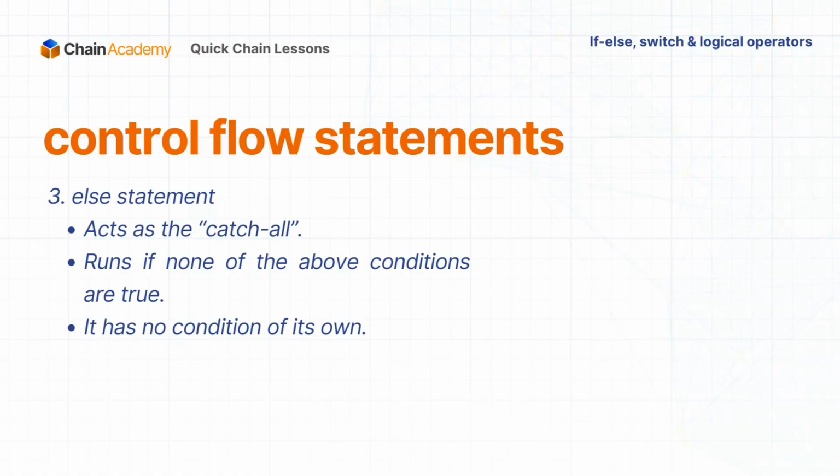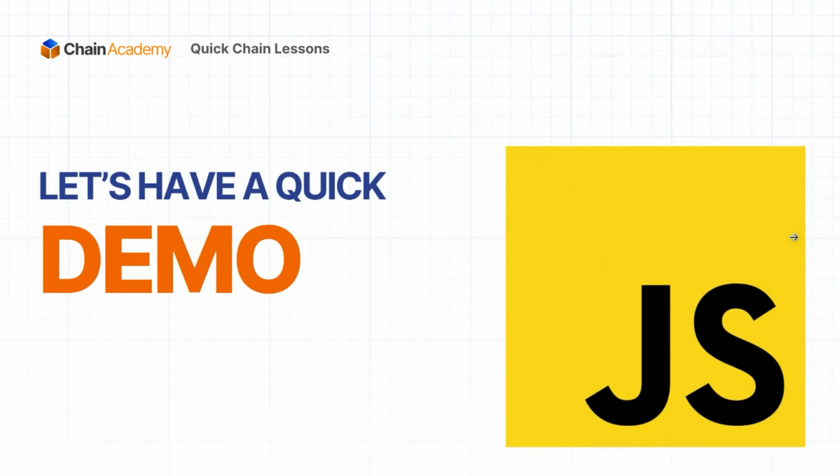For example, if none of the days we check match Monday, Tuesday, or Friday, then the else block might run code that says it's just a regular day. So the else keyword ensures that our program always has a path to follow, even if no specific conditions are met. Now, in order for you to understand it better, let's have a demo in our code.